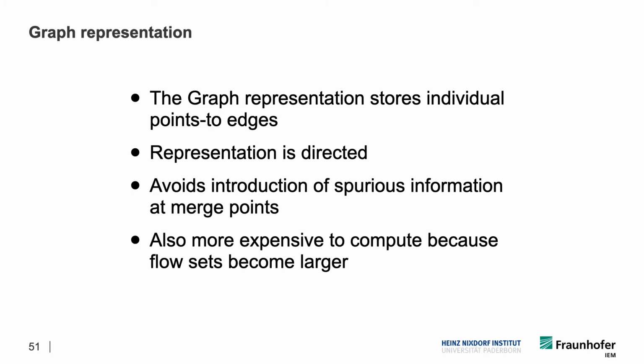But unfortunately, it's also more expensive to compute because the flow sets become larger, right? So you can imagine we have a larger abstract domain. In the compact representation, our domain is a set of variables. And here we have a set of pairs of variables, basically, or a set of mappings.